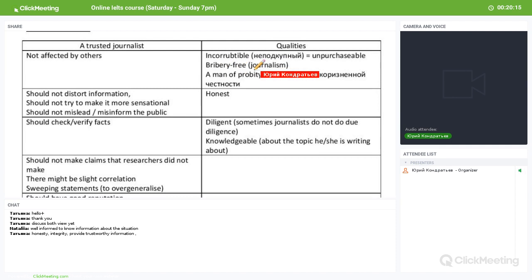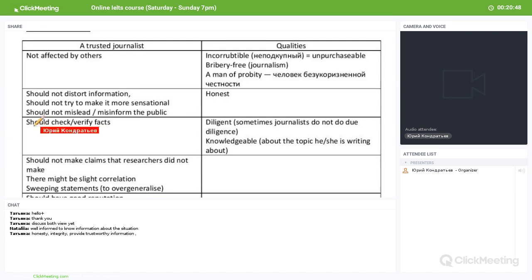So you can mention bribery-free journalism, when there are no bribes, when journalists do not take bribes, and you can describe the perfect journalist as a man of probity. Человек безукоризненной честности. What they shouldn't do is they should not be dishonest, and they should not distort information. Okay, искажать. They should not try to make it more sensational, or mislead or misinform the public.